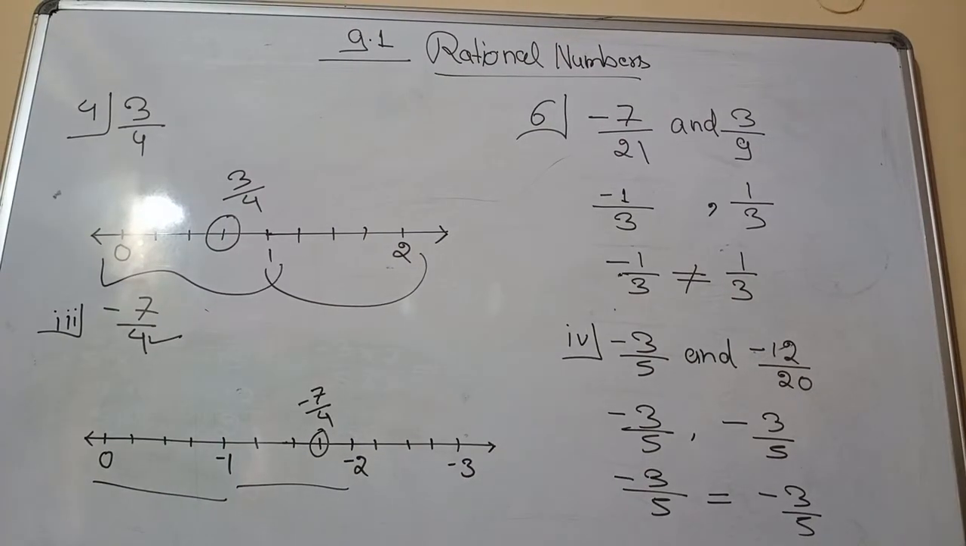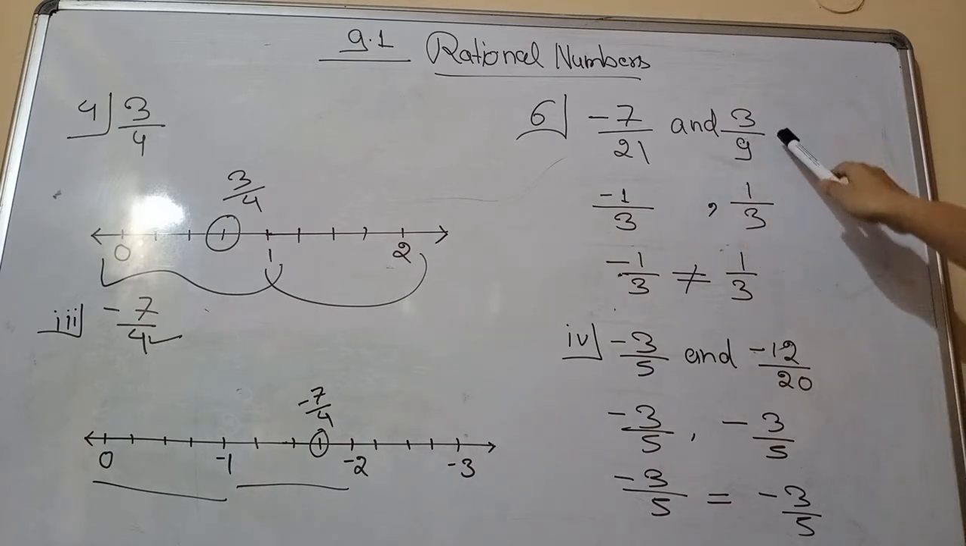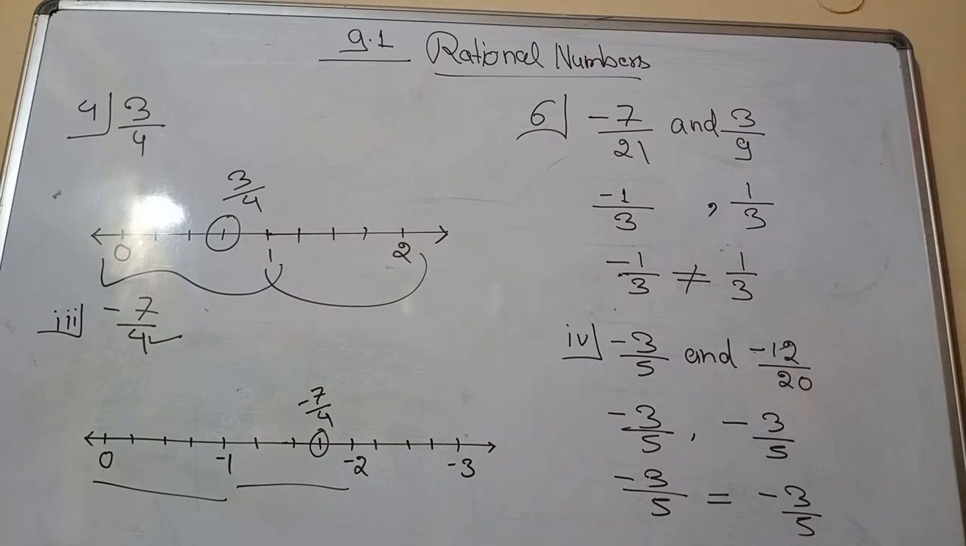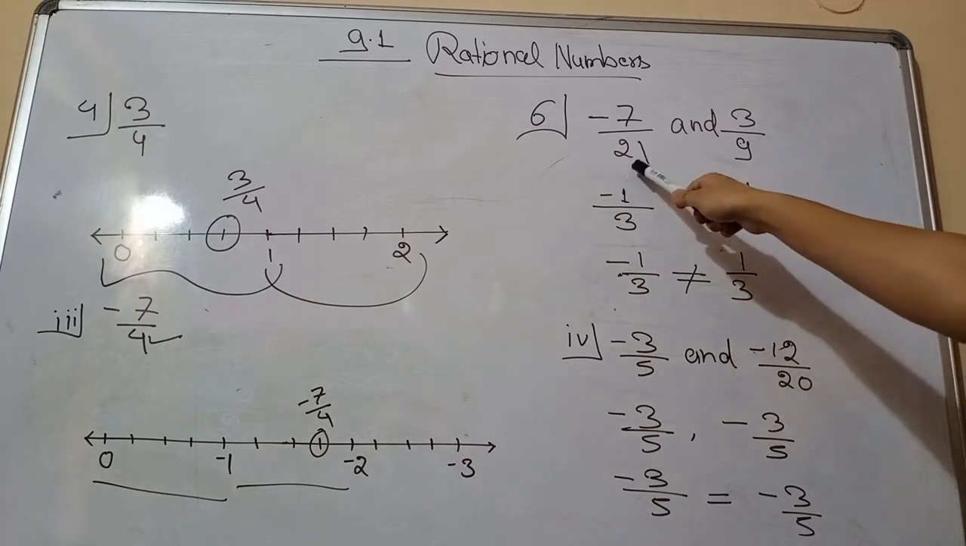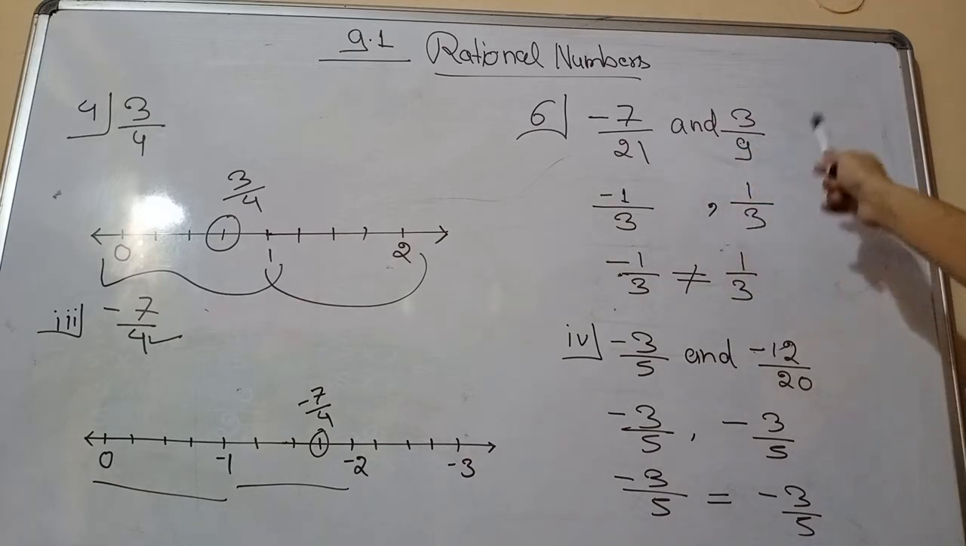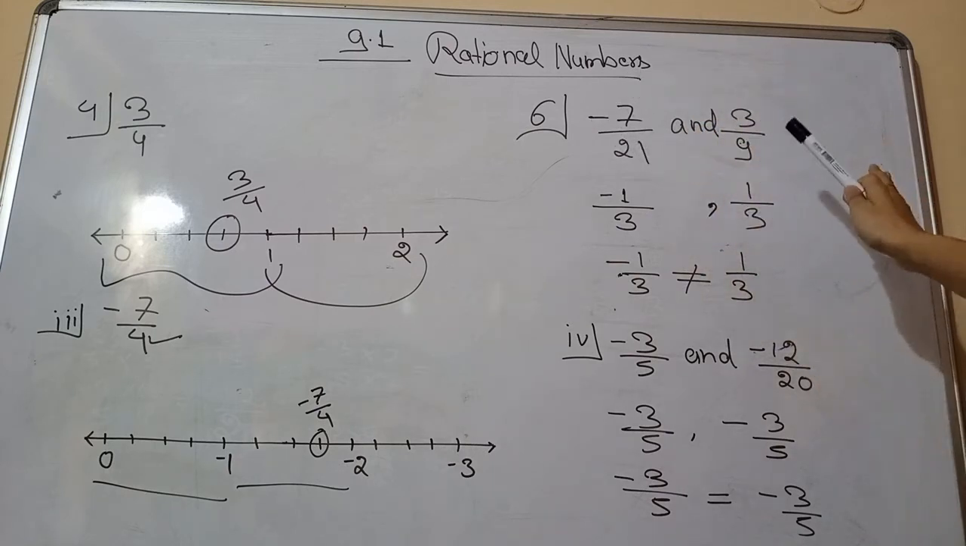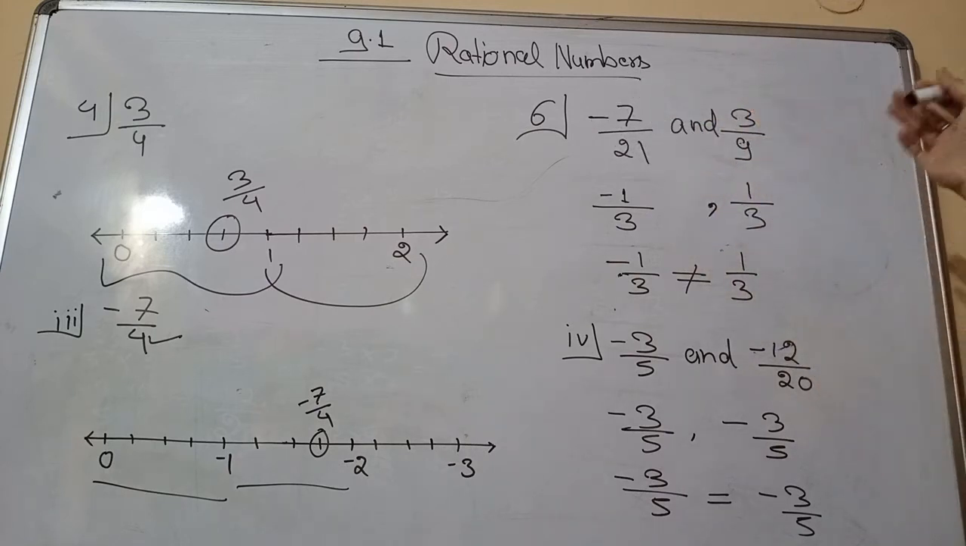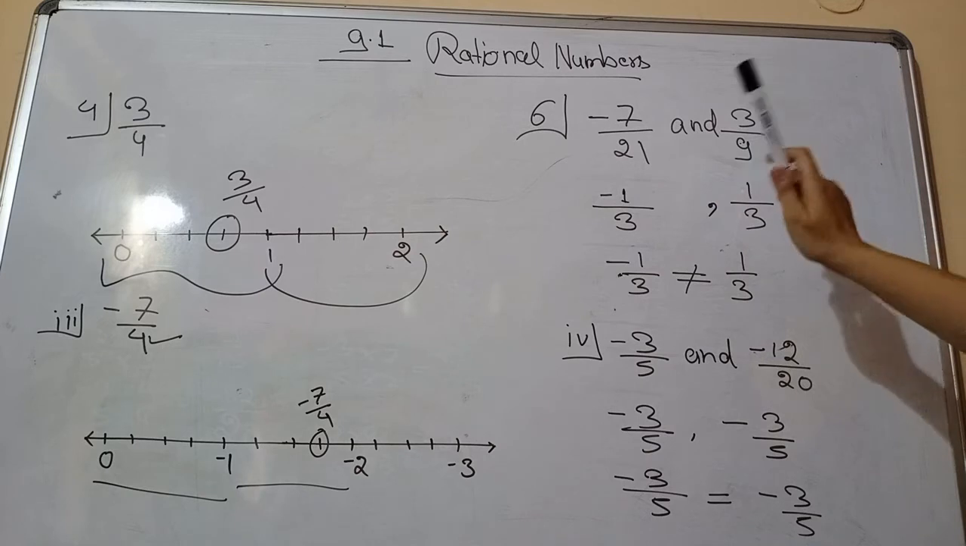Now in question number 6, there are 2 pairs of rational numbers given and we have to find out whether these 2 given rational numbers represent the same rational number or not. Means they are equal to each other or not, in simple words. So like minus 7 by 21 and 3 by 9. So the first method: you can check the sign. On this side it is written negative, on this side positive. So negative is never equal to positive. So this is also one concept to find out whether these two rational numbers are equal or not.